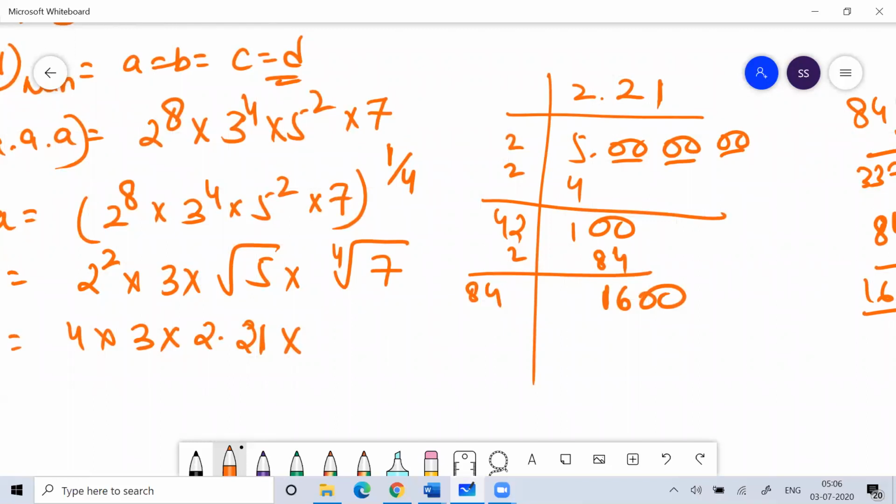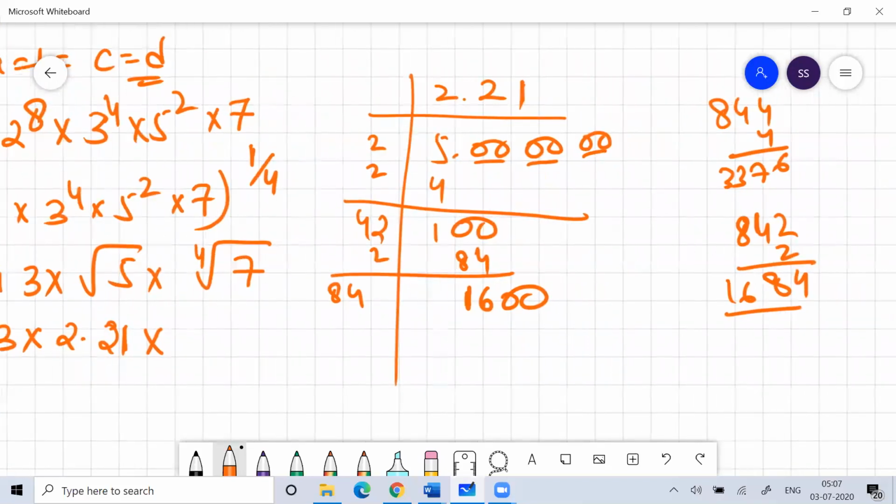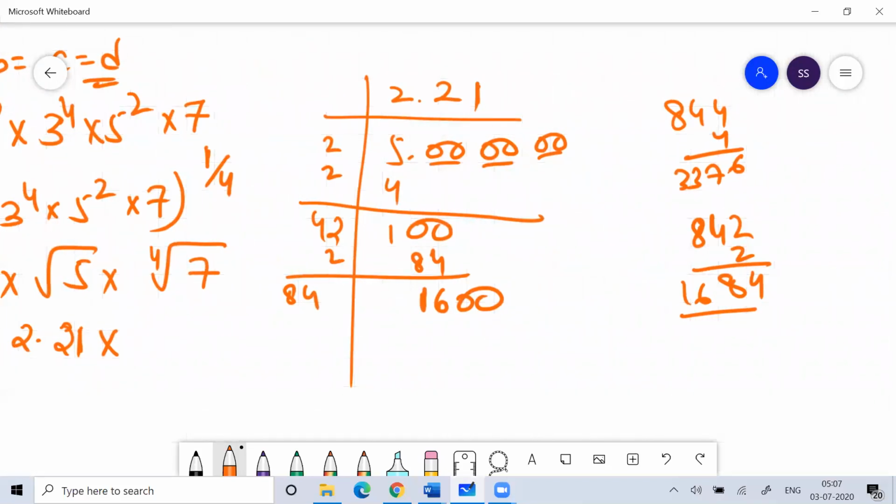So 2 twos are 4. This is 4, then 2.84, so this is 16. No, how come I'm getting 1600? 42 twos are 84 only. So this is 4, this is 8, this is 16. One minute.